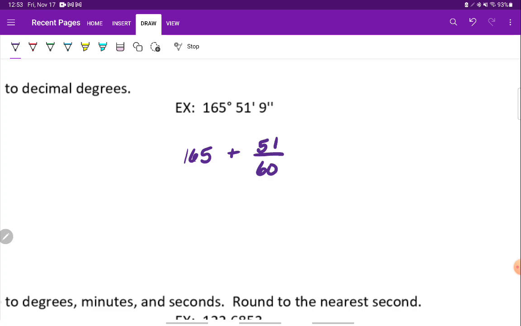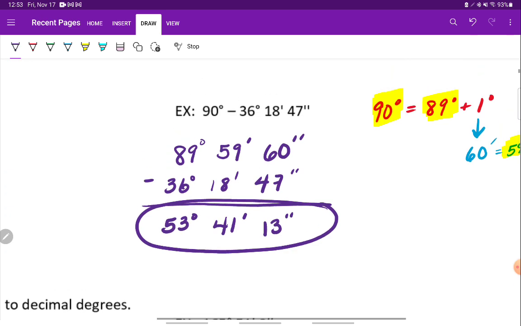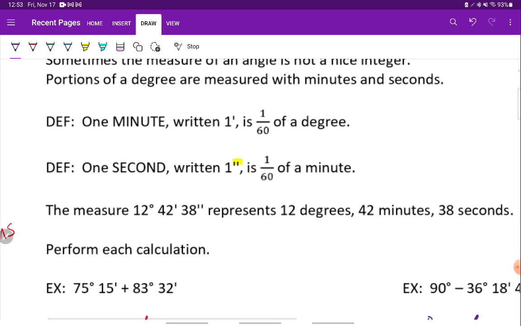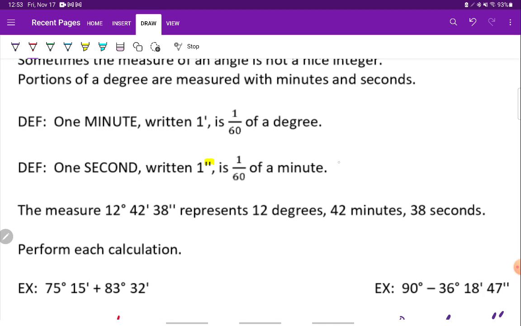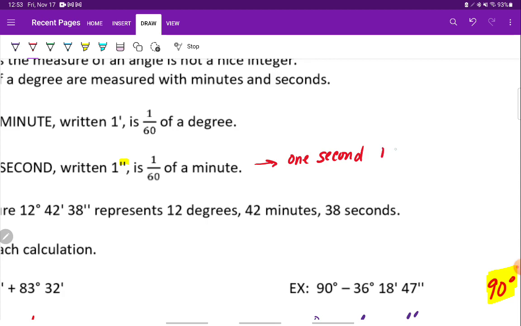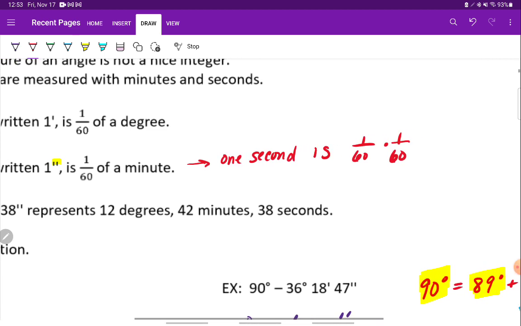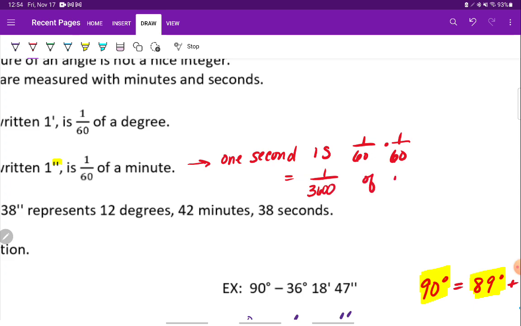Well, our next one is seconds. And we don't have a direct relationship outlined between seconds and degrees. If we go up here to our definitions, it says that 1 minute is 1/60th of a degree, and then 1 second is 1/60th of a minute. So it turns out that 1 second is 1/60th times 1/60th, which is 1/3600 of a degree.